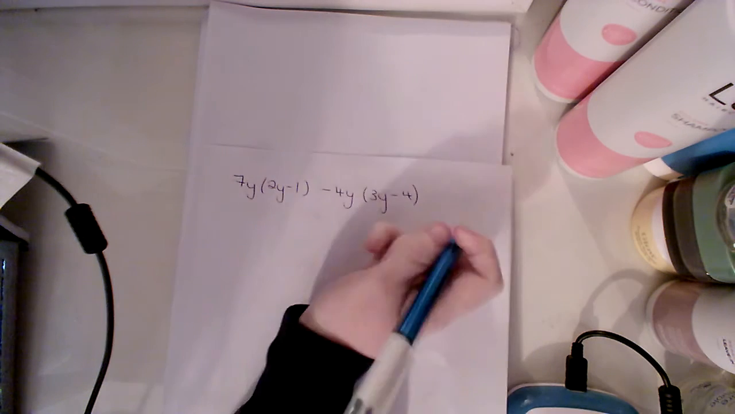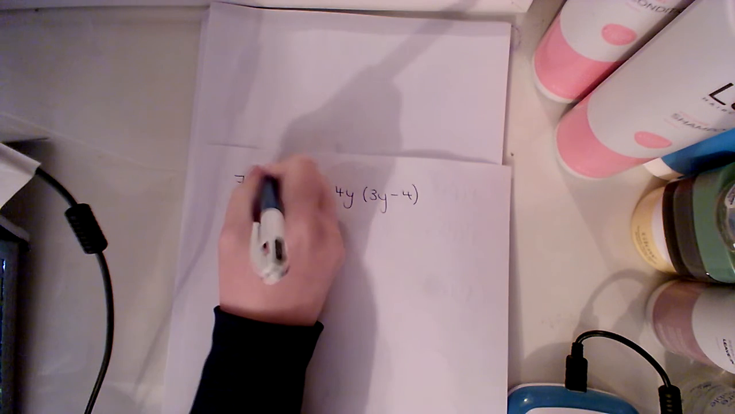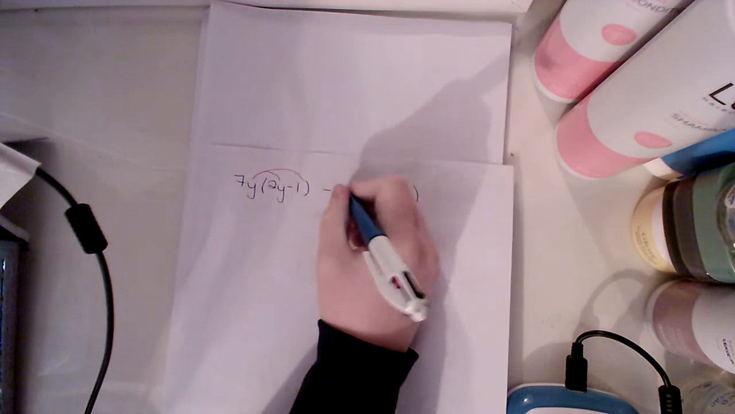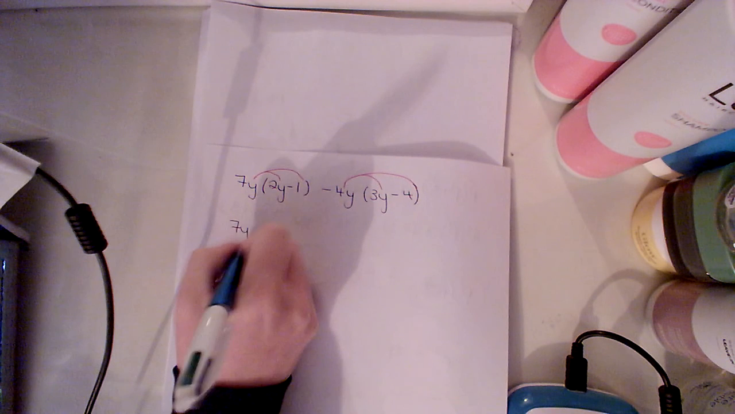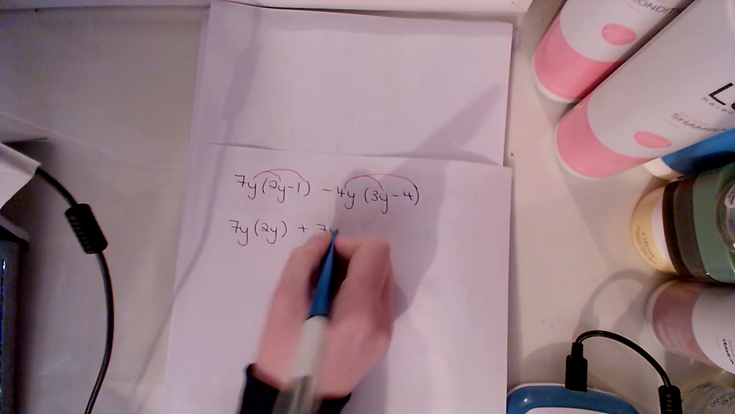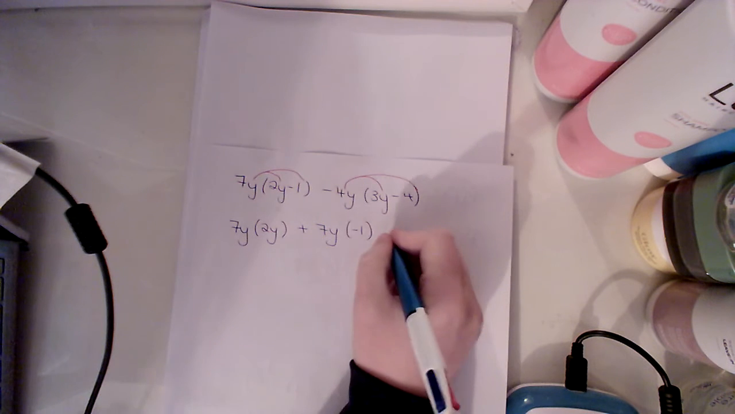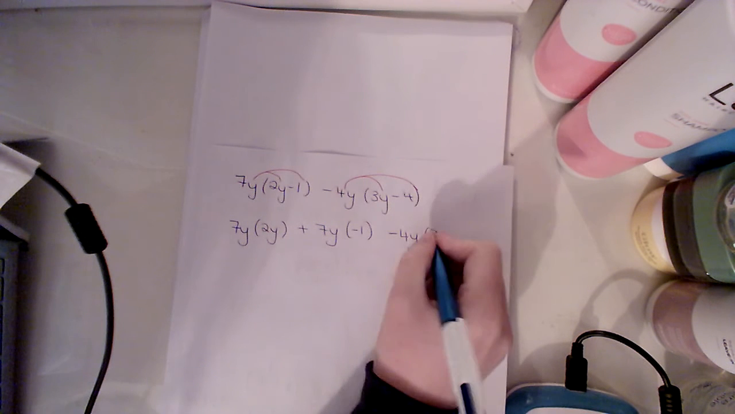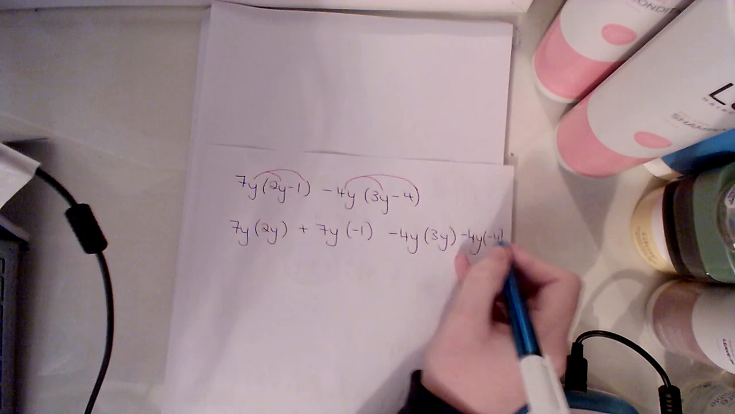Okay, this is D, so I'm going to draw my arrows here first of all. So I'll have this times this, this times this, this times this, this times this. And I rewrite my sum, so I have 7y bracket 2y plus 7y bracket minus 1. Now because this is a minus, it's minus 4y bracket 3y minus 4y bracket minus 4.